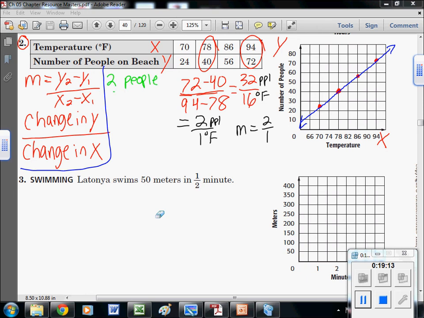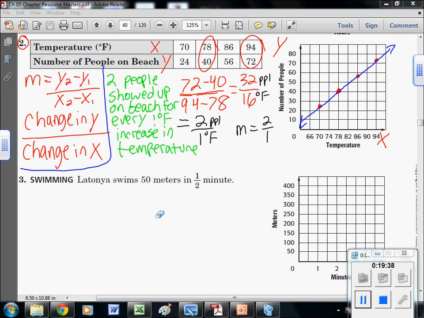We would say 2 people showed up at the beach, or came or arrived. So 2 people showed up at the beach for every 1 degree Fahrenheit increase in temperature. That's how we could fully interpret this slope into words. Meaning, every time temperature went up by 1, 2 people showed up. That's what this tells us, based on the information we're given.